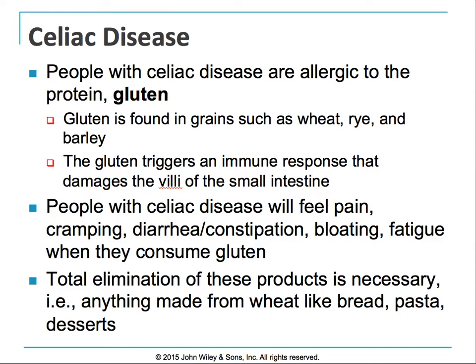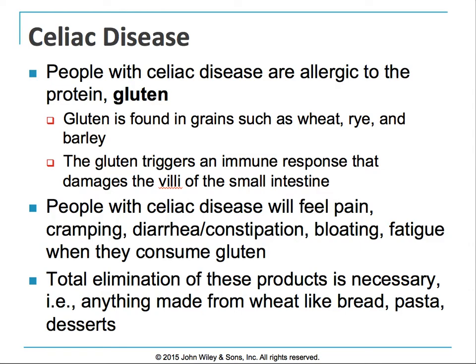People with celiac disease are allergic to the protein gluten. Gluten is found in grains such as wheat, rye, and barley. This gluten triggers an immune response that damages the villi of the small intestine. When those villi, those little finger projections of the small intestine, are damaged, it can make it difficult for your body to absorb the nutrients that it needs.